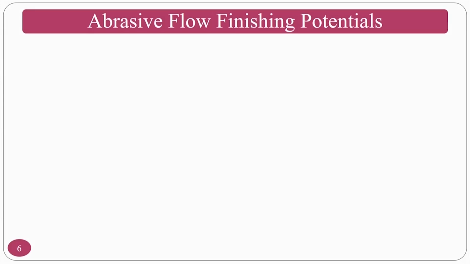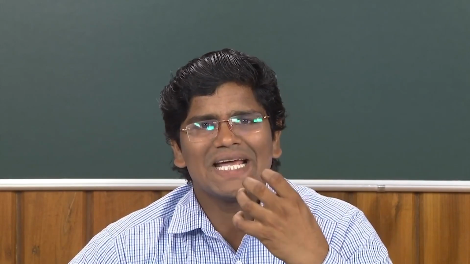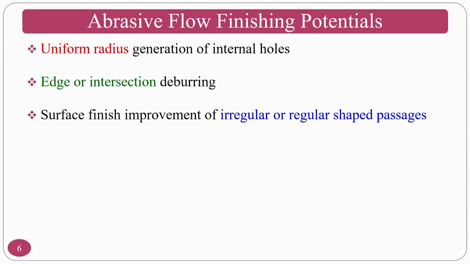If you look at the abrasive flow finishing process potentials, uniform radius generation on internal holes can be achieved. Edge or intersection deburring, as I said, whenever you have an intersection of two holes internally, deburring at that location is a completely difficult task for a conventional finishing process. For this process it will be easy because you are going to use a liquid to semi-solid type of tool. Okay, how to fabricate or design this type of liquid-based tool, we will touch on some of the introductions.